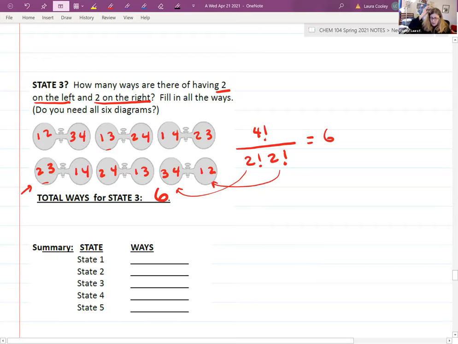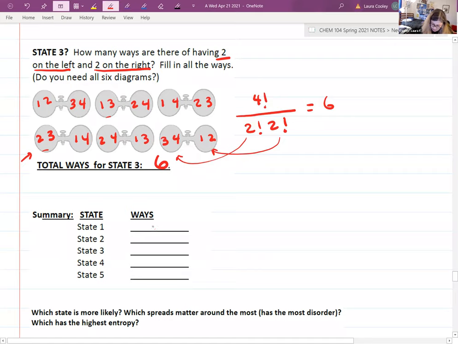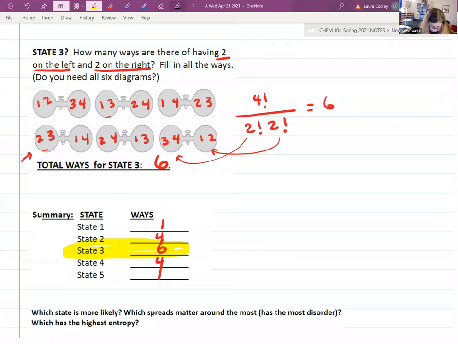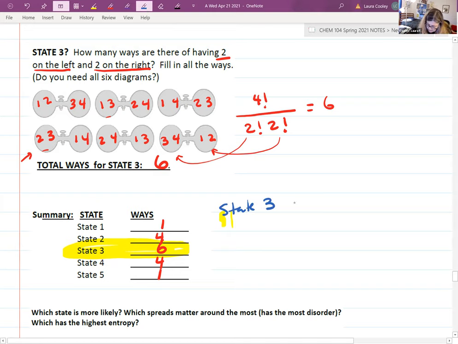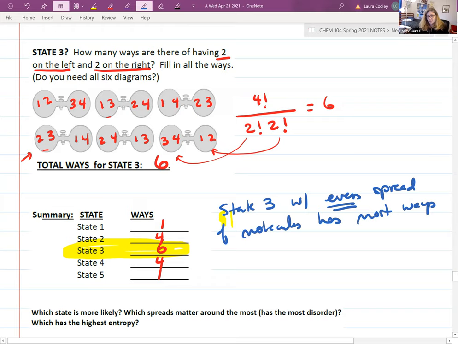Anyway, so let me just put the results here, right? We had state one, that was all on one side. State five is the same. There's only one way of getting that. But there were four ways of getting one and three, or three and one. And then there were six ways. So what you see here is that this is the maximum. That's this state, state three, that has the even spread. Even spread of molecules has the most ways of getting it. So that makes it the most likely. And that's the highest entropy.